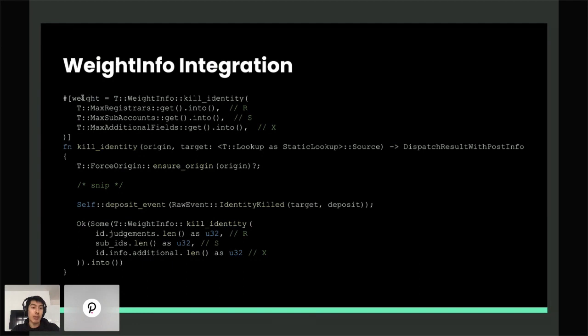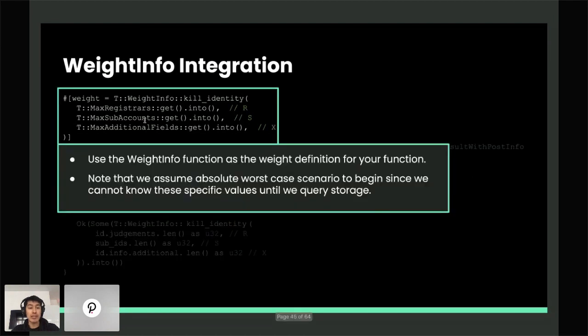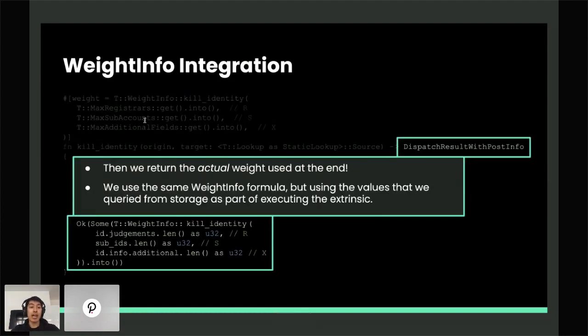So we have this weight tag. You're probably familiar with this if you've built some runtime pallets before. You can take advantage of this formula and its inputs to do the weight integration. You can see here, we just use this function directly as the weight. One thing we also do is assume at the beginning of a function that your function is running in the worst case scenario. So at the end of your function, you may want to refund some weight. Here we have the ability to return any weight that wasn't used.